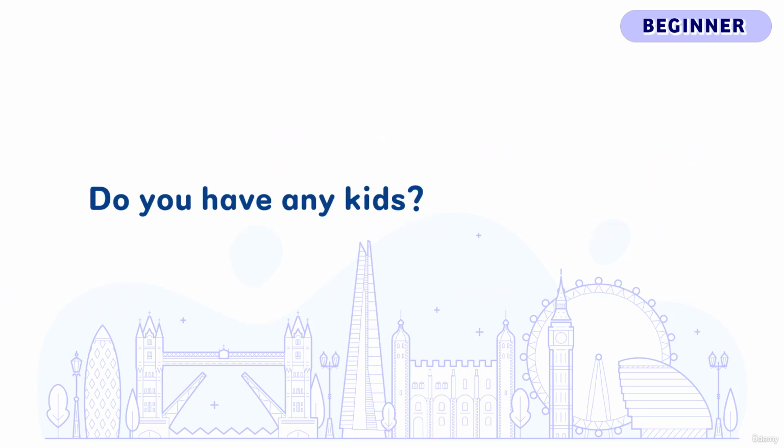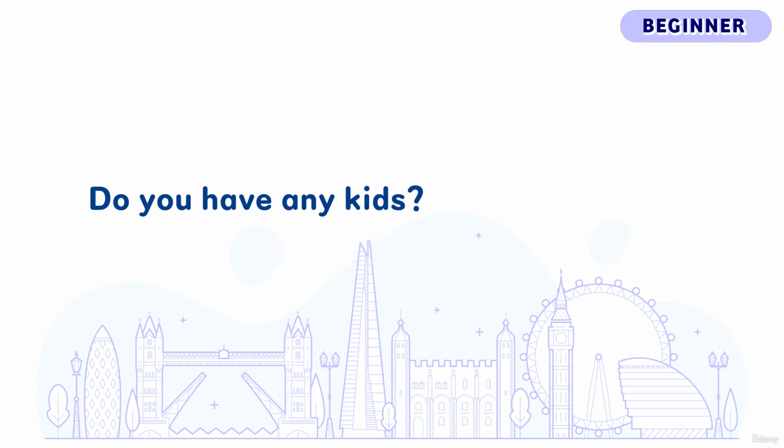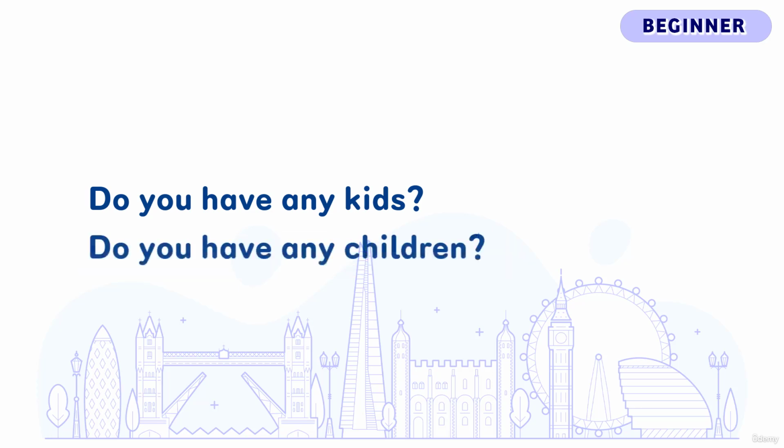Okay, first to ask if the other person has any kids, we can ask, do you have any kids? To ask if someone has sons and daughters, we use this question form, do you have any? And then use the word kids to refer to the other person's sons and daughters. As well as the word kids, we can use the word children. So we can ask, do you have any children? Both questions are fine to use.